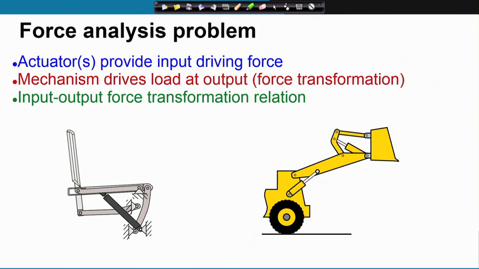Let us recapitulate what we have discussed. The force analysis problem is about finding the input output force relation for a mechanism. In a mechanism or in a robot, the actuators provide the input driving force and the mechanism drives certain load at the output. So, the mechanism is responsible for the force transmission and transformation. The objective of force analysis is to find this input output force relation.